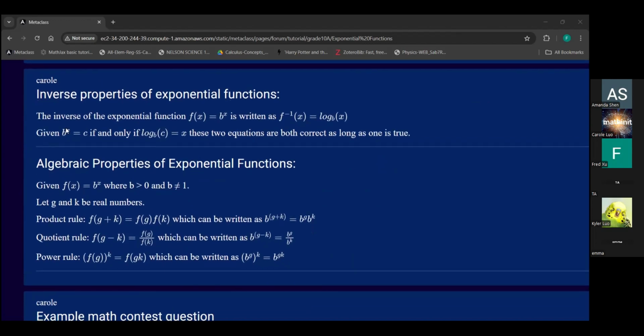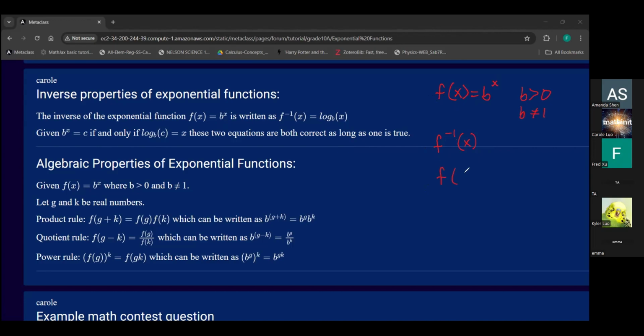Here are the inverse properties of exponential functions. The inverse of an exponential function is just a logarithmic function. Carol went over this in the previous class. So we have f of x is equal to b to the power of x. Remember, the same thing still applies: b must be greater than 0, and b cannot equal 1. And the inverse is this.